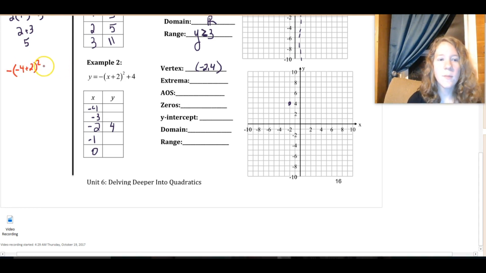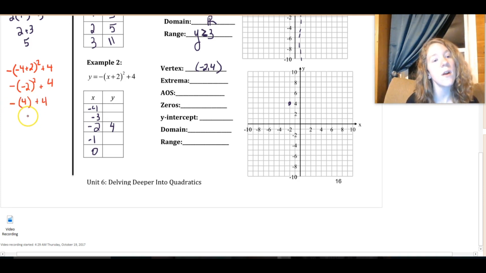-4 + 2 squared + 4. Okay? Inside the parentheses, I get -2 squared + 4. -2 squared is 4, but I've still got that negative out in front. Keep track of him. So -4 + 4 is 0. So I get 0. So that means at -4, 0, I have a point.